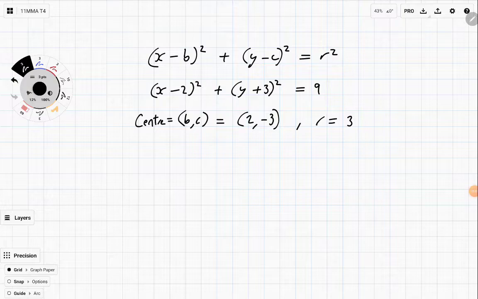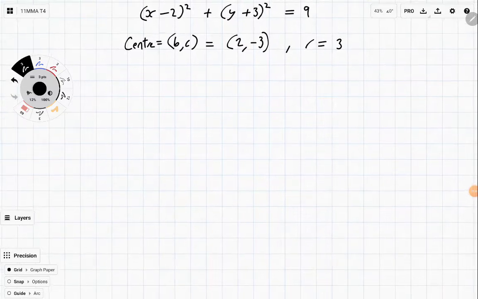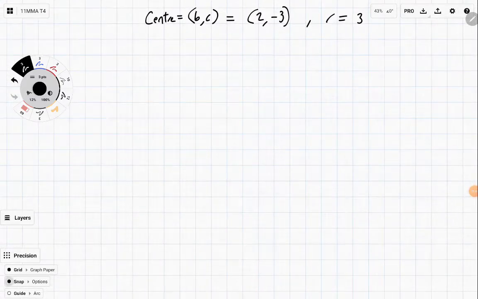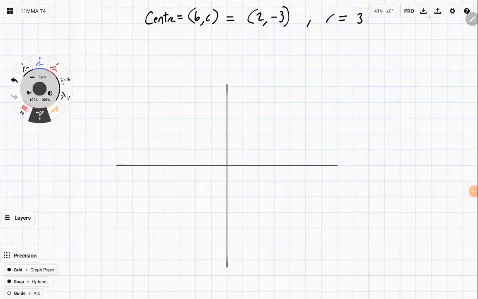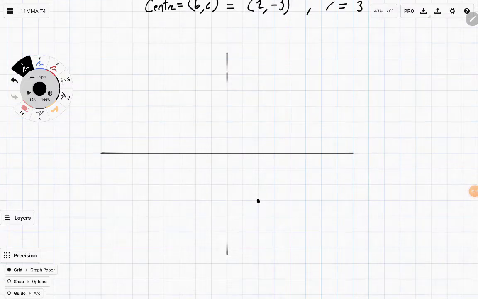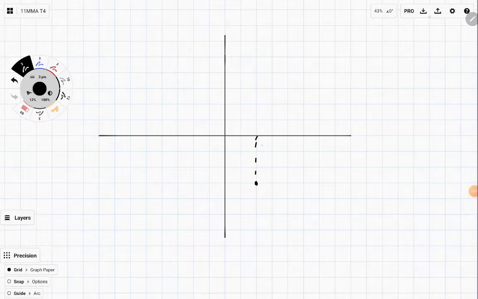So from the center and the radius, we can actually draw the majority of the graph. So let's actually go through and do that. If I've got my two axes, and I've got the point (2, -3), this is the center of the circle. So with a radius of 3, that means we're going to be taking 3 steps up, 3 steps to the right, 3 steps to the left, and 3 steps down.